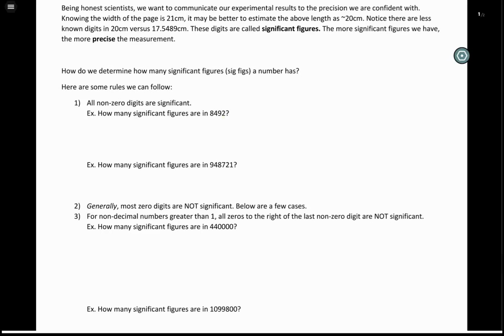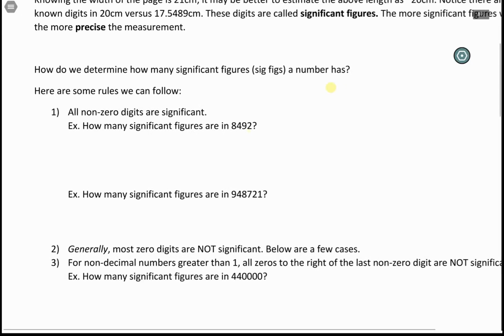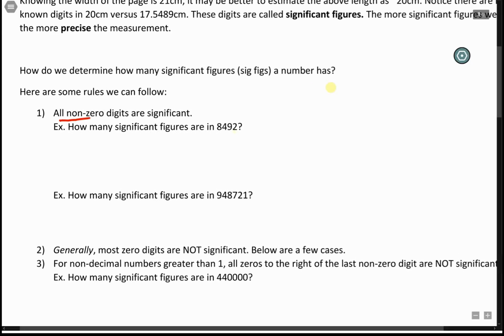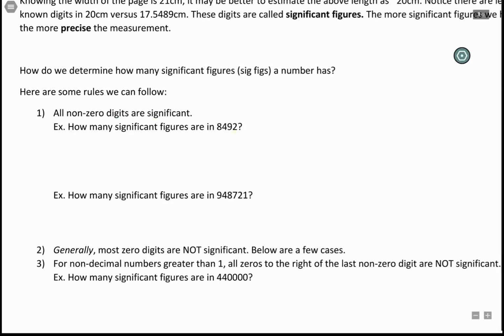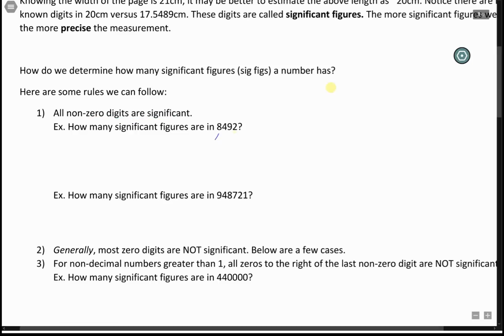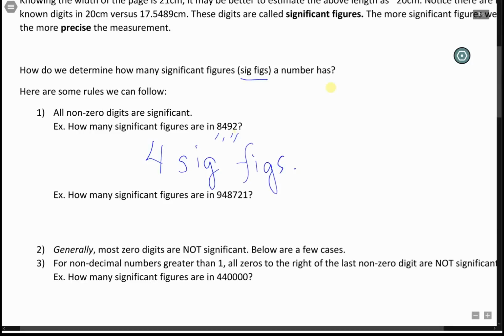How can we determine how many significant figures a number has? There are a few ground rules. Let's start with the very obvious one. Number 1, all non-zero digits are significant. If you see any number that's not a zero, it is significant. So we have 8,492, and we have a total of 4 sig figs over here. Sig figs is a shorthand for significant figures.